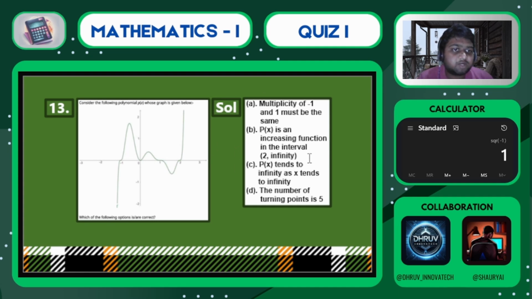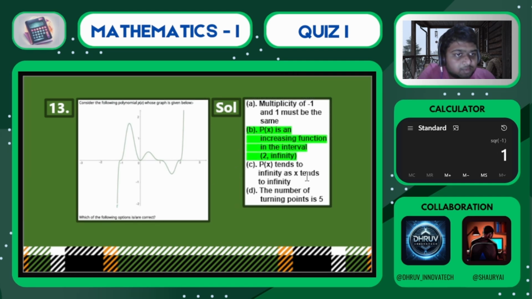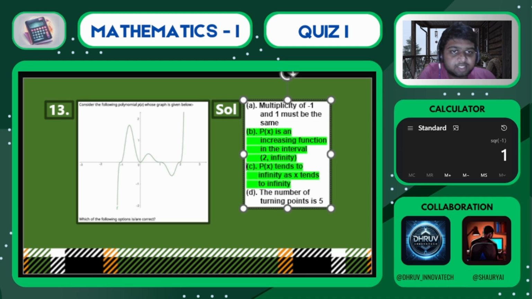Next, P is an increasing function in the interval 2 to infinity. It's correct because if you see here, it starts at 2 and goes to infinity, it is rising. That's why this statement is correct, so B option. Next, P tends to infinity as X tends to infinity. Does P tend to infinity when X tends to infinity? It's true because B option is correct, so we'll mark the C option as well.